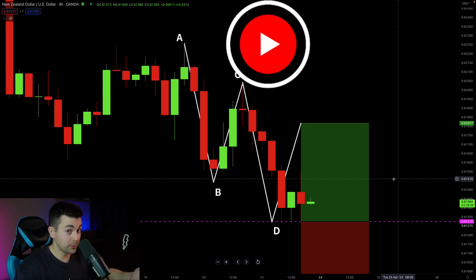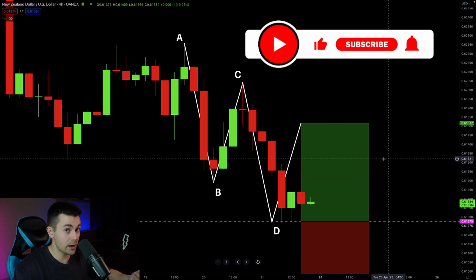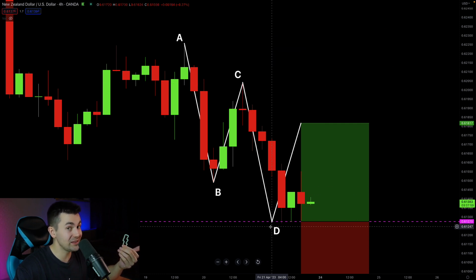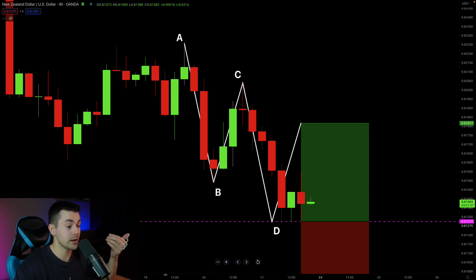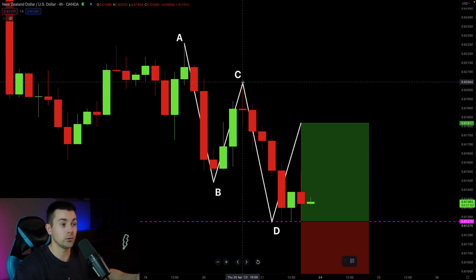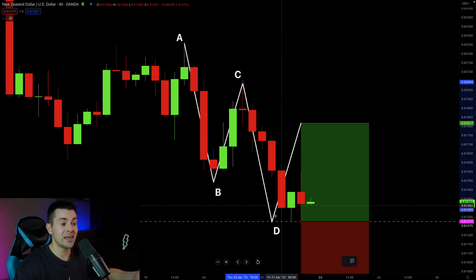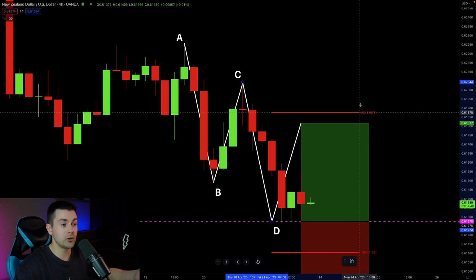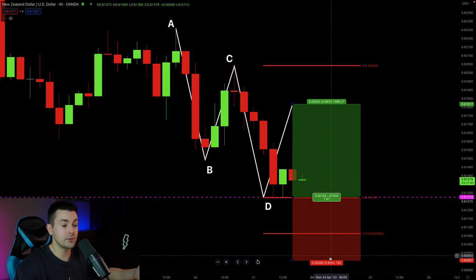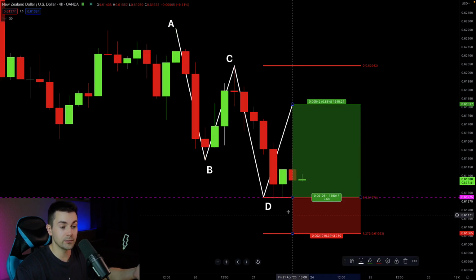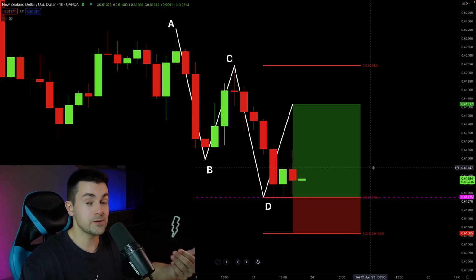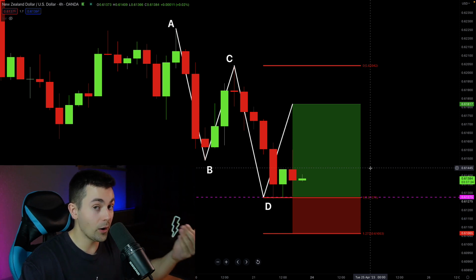How about the stop loss? In order to get where will be your stop loss level, you will take the C to D impulse leg. Yes, and based on that, you will draw the Fibonacci extension. You will take the C point of the pattern, the D point of the pattern, and you will draw the Fibonacci extension. And 1.272 extension of the pattern will be your stop loss. So here is your aggressive way to buy New Zealand dollar.